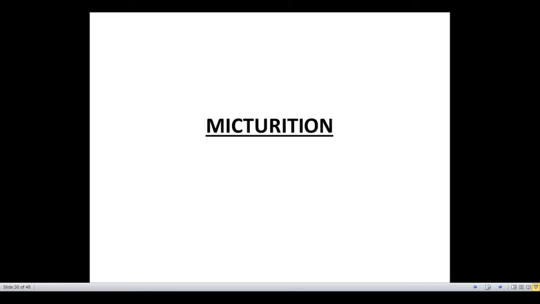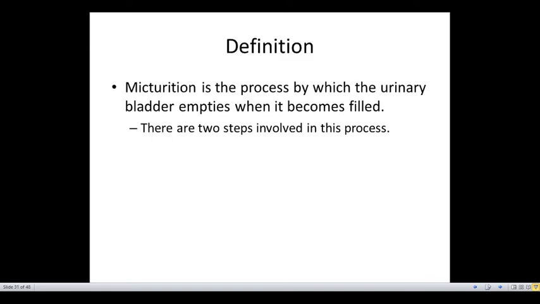Now, having studied the main physiological anatomy of the kidneys, let's move on to the next topic, which is micturition. By definition, micturition is the process by which the urinary bladder empties when it becomes filled. There are two steps involved in this process, and in layman's words, it is the process of urination.